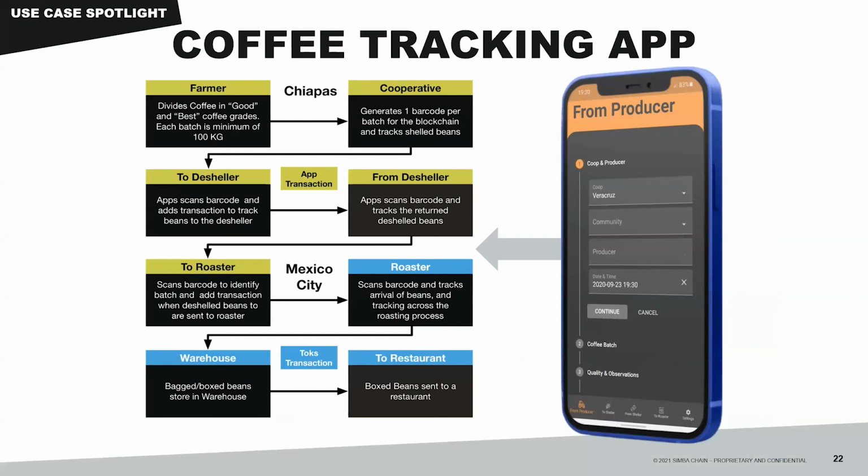The interesting thing about this is that the coffee supply chain is a complicated supply chain. You can see here that it doesn't just go from farmer to restaurant. There are all these intermediaries. You've got cooperatives, shellers, roasters, all these different aspects of this supply chain that need to be tracked. What we worked with Tokes on was creating a blockchain application so they could verify where everything was in the pipeline.